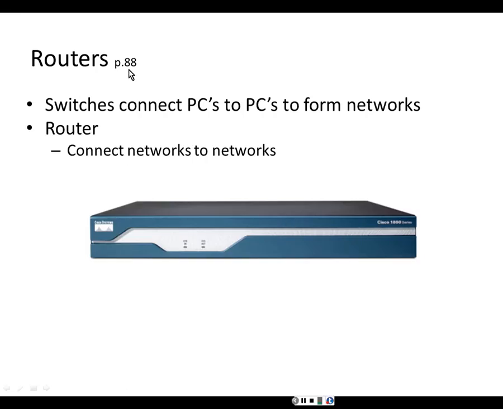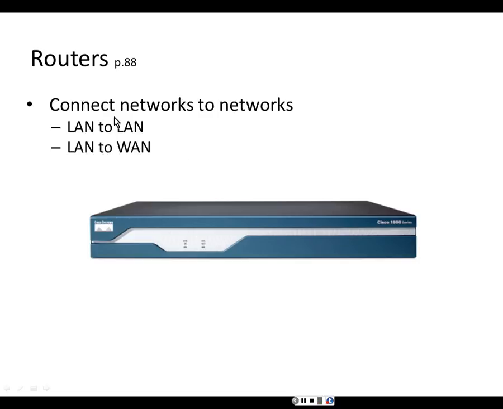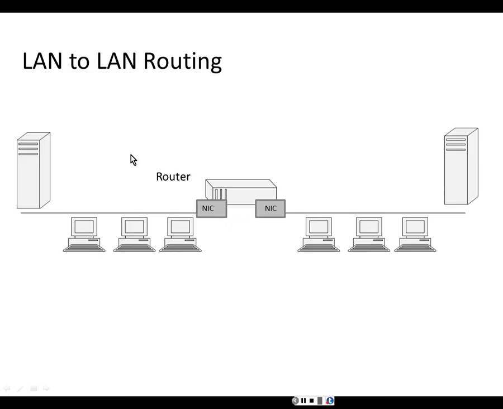Page 88, routers. Whereas switches connect PCs to PCs to form individual local area networks, a router is used to connect networks to networks. Two examples: LAN to LAN routing and LAN to WAN routing. Here's an example of LAN to LAN routing.